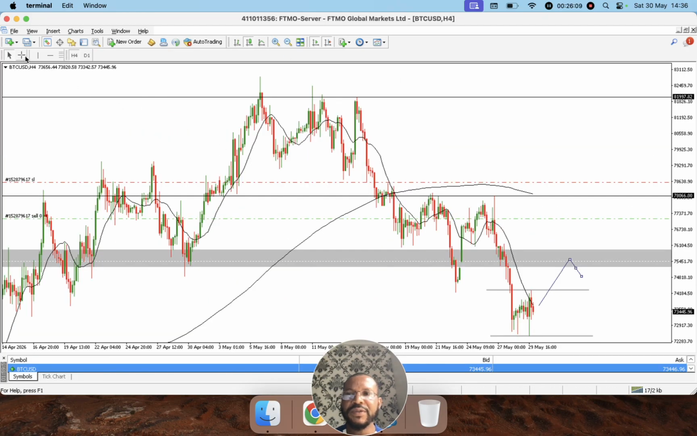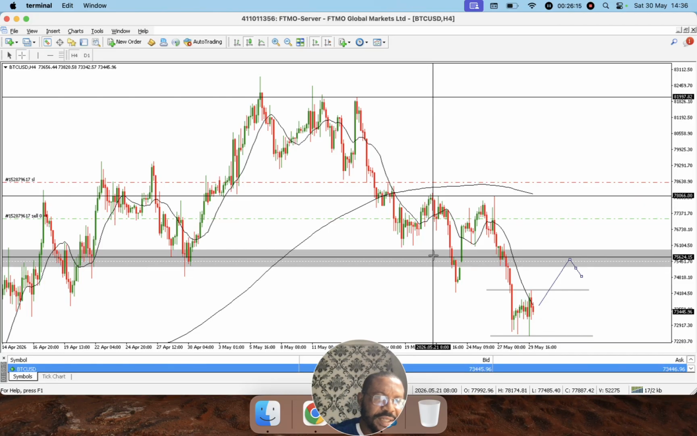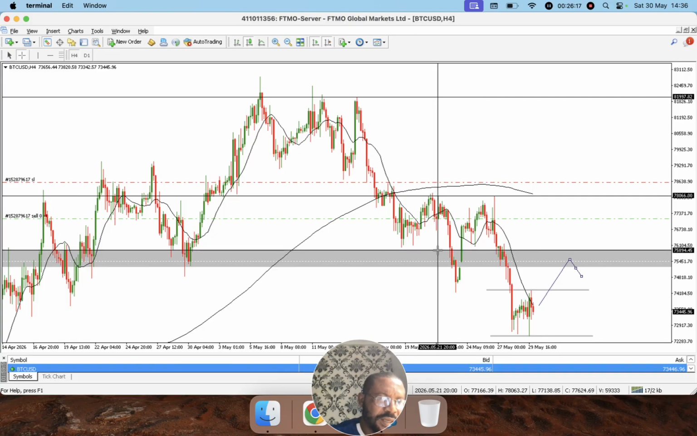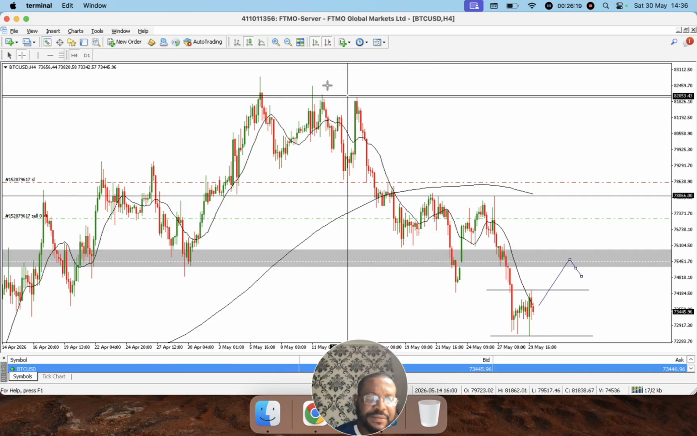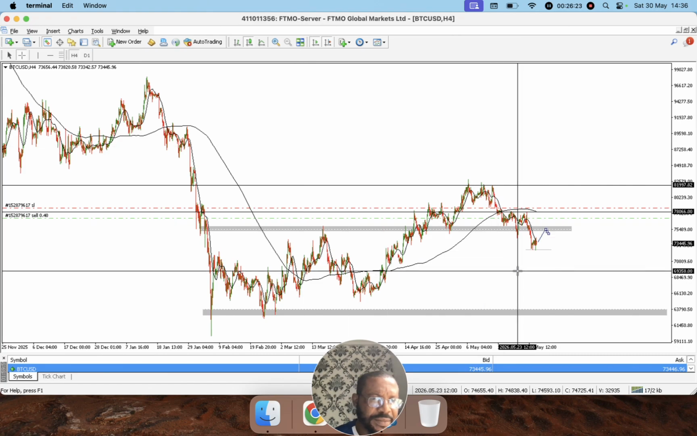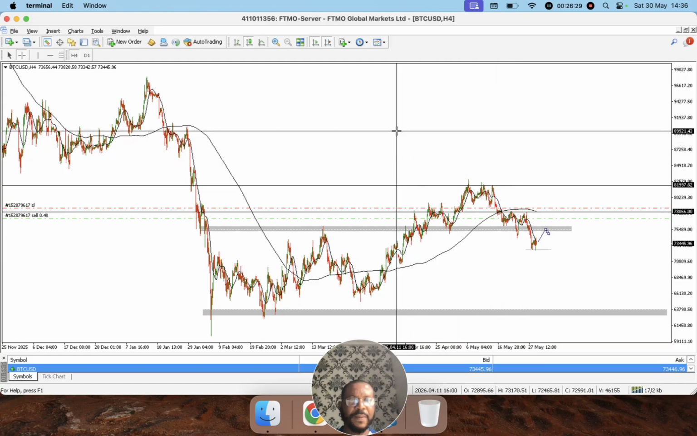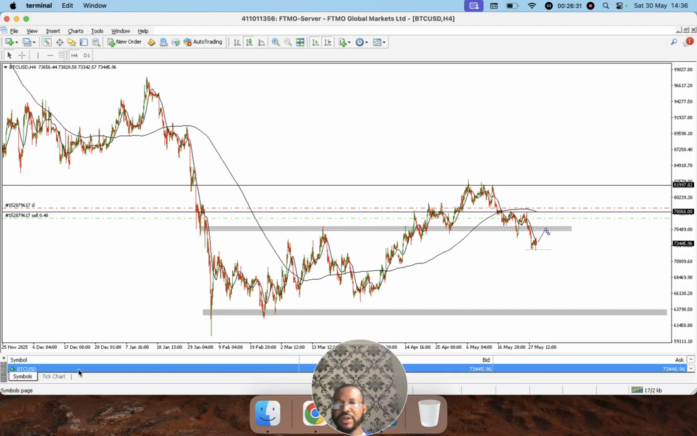So for the Bitcoin, wait for price to rise to this resistance area at 75,230. Stop loss can be above here at 75,894. Then the TP can come down here at 69,429.